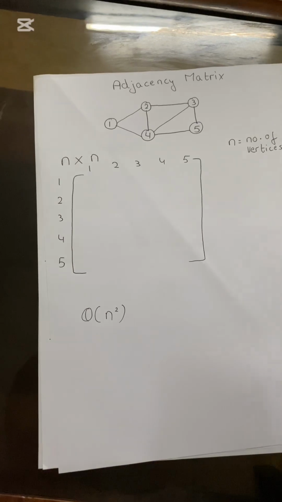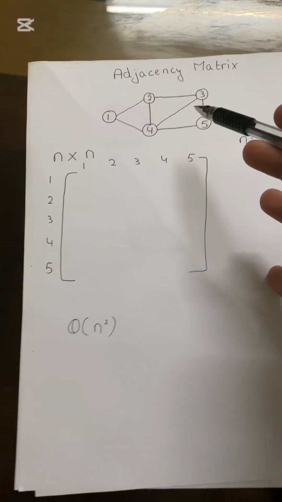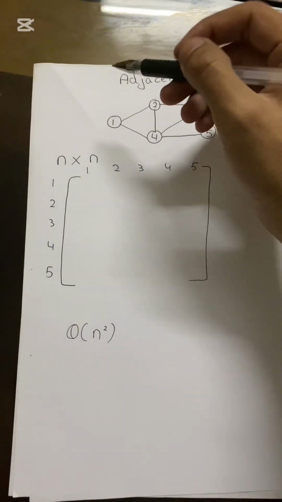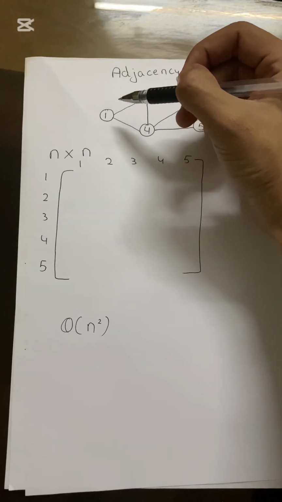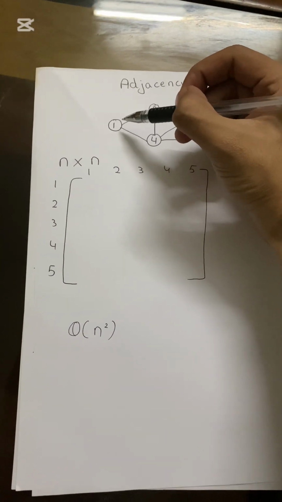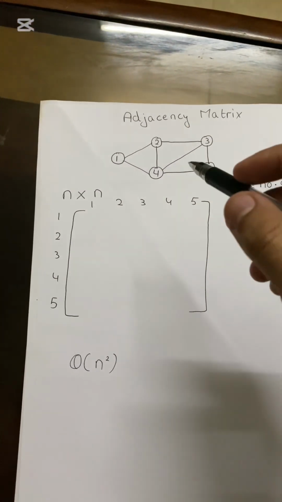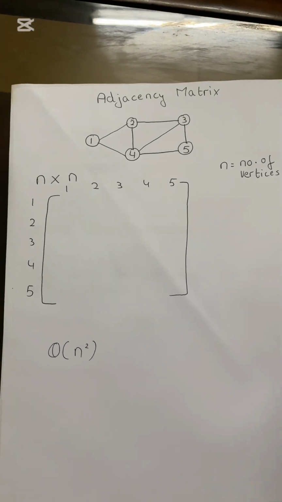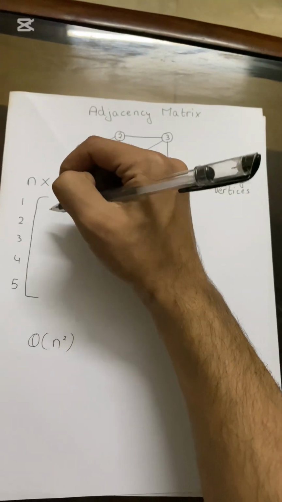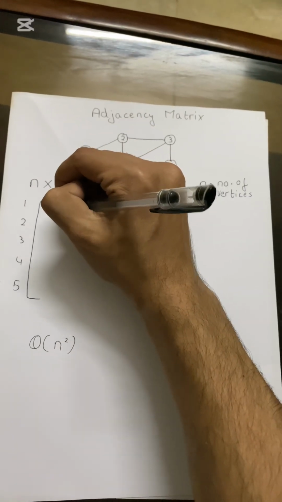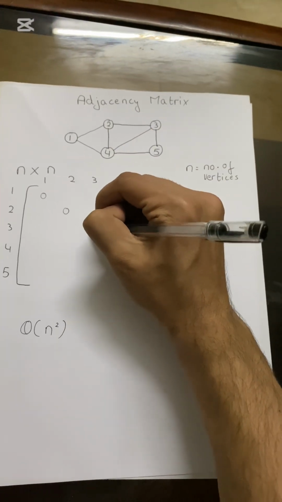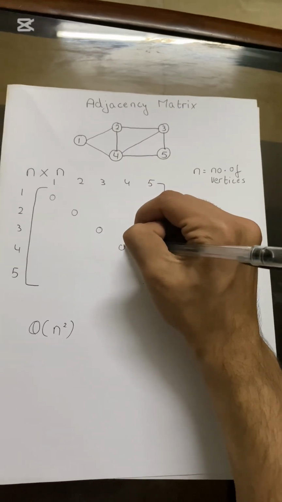Then we'll check the graph if it has any loops. Any loops means if an edge starts from a vertex and ends on the same vertex. Do we have any loops here? No, we don't have any loop here. So in that case, all the diagonal nodes will become 0 over here. So this will become 0, this will become 0, and this will become 0.